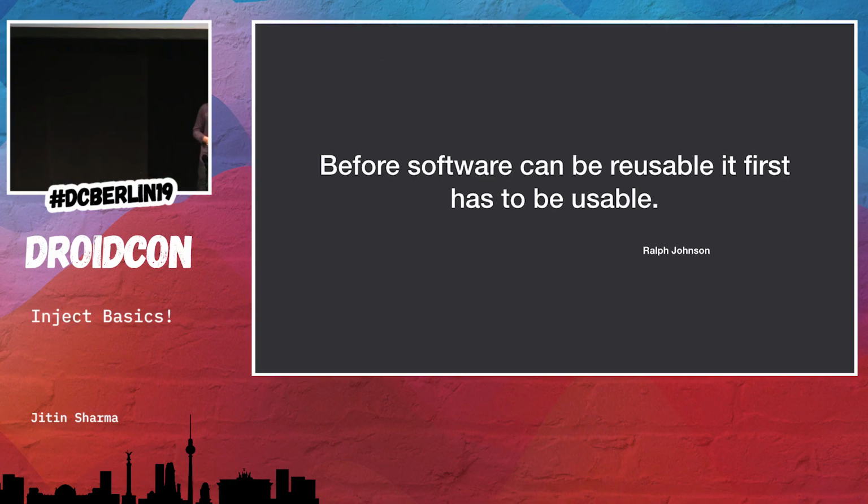You have to be usable first. Dependency injection says you should be reusable. Framework says you should be reusable. But again, frameworks are here to help you. It's not the other way around. So if frameworks don't help you, you should probably ditch them.